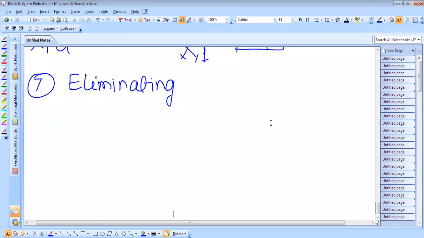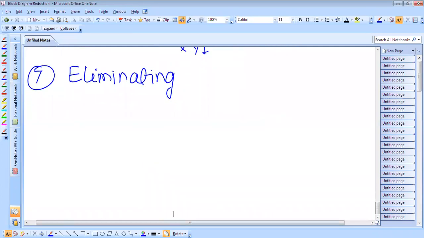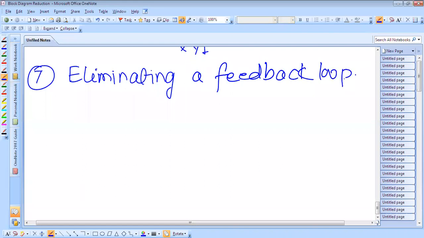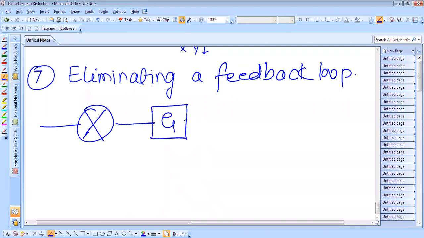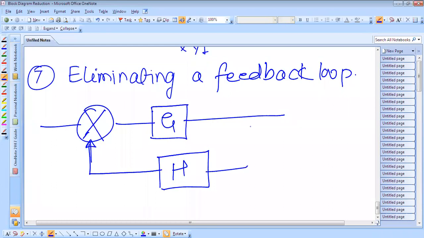So the next rule is eliminating a feedback loop. Suppose some loops are there. This is a summing point, this is one block having the gain G. This is a feedback block having the gain H. And if such a system is given to you, this is x1, this is plus minus, and this is x2.